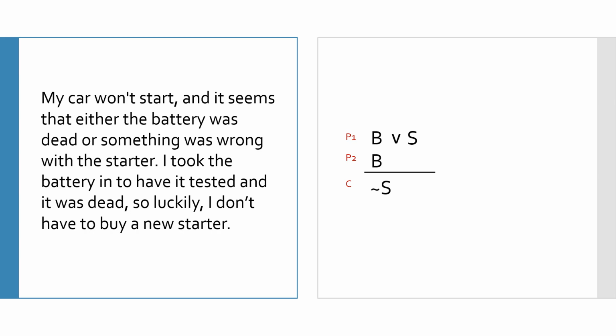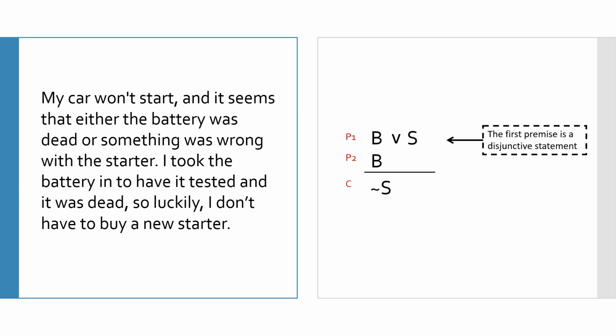And then notice what happens in this case. In the second premise, I affirm the truth of one of my disjuncts. In this case, I say the battery was dead in order to draw a conclusion at the end about the other term. And in this case, what I do is deny it. So let's walk through the parts of this.